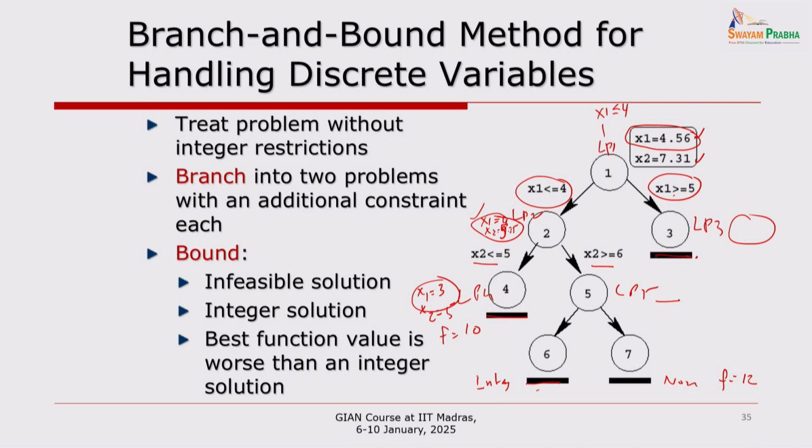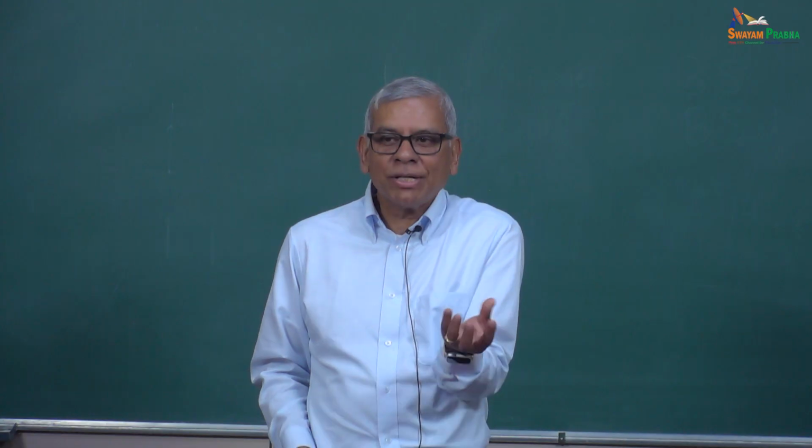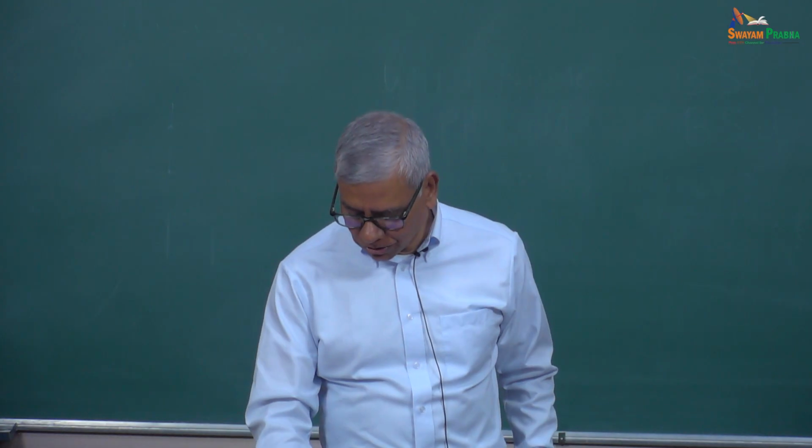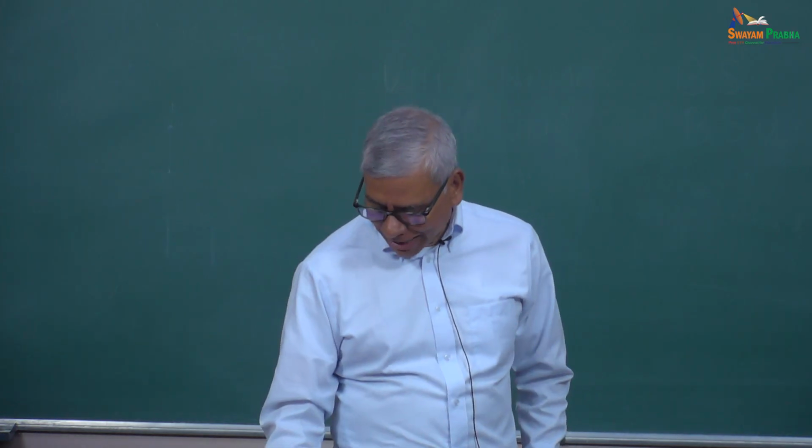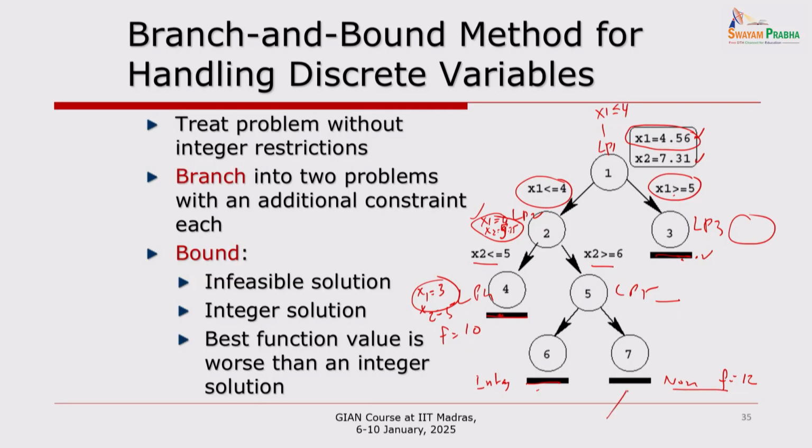So the first way of bounding is that I got an infeasible solution, so there's no point for me to branch anymore. The second way is I've got an integer solution, so why do I branch again? I stop. The third one: I've got a non-integer solution and I'm supposed to branch, but I've already got a feasible integer solution with a function value of 10 and I'm minimizing.